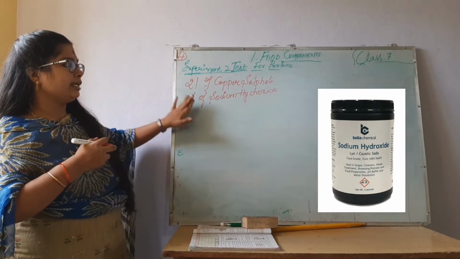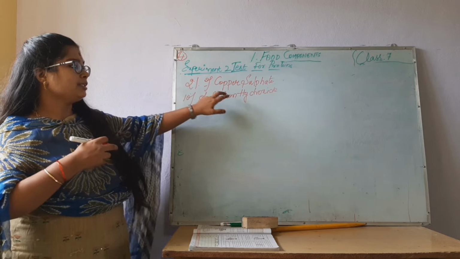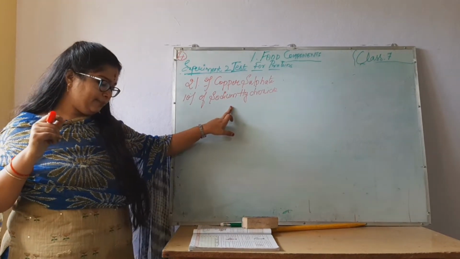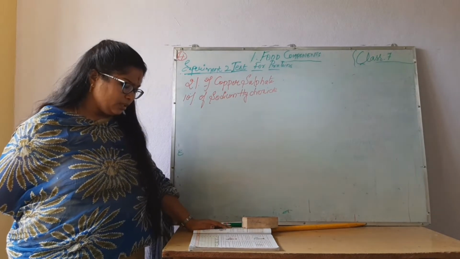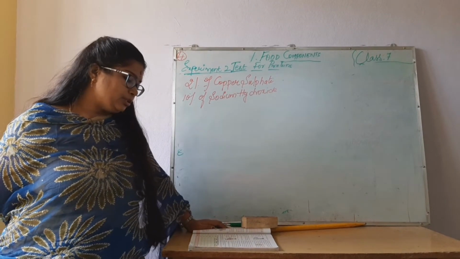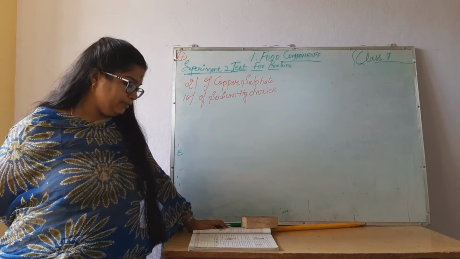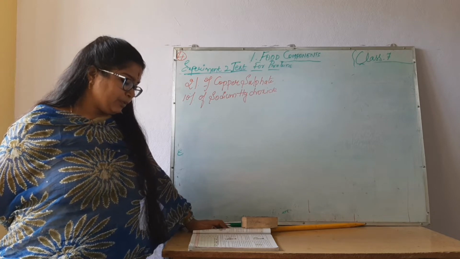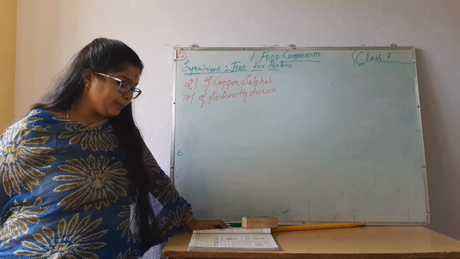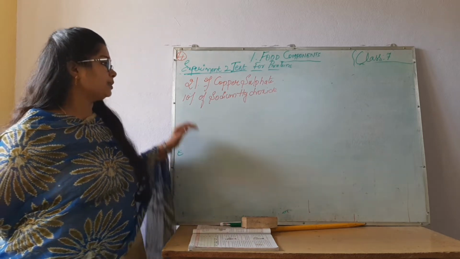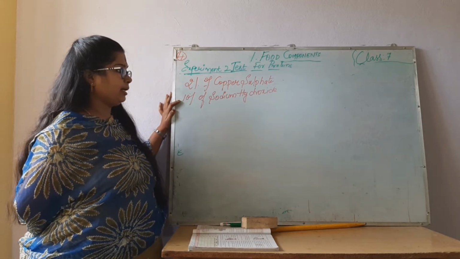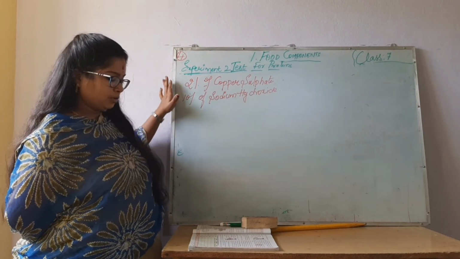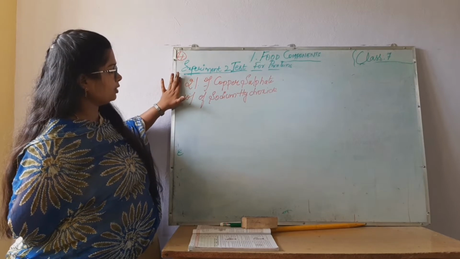See, the copper sulfate will be in the form of crystals, and sodium hydroxide also. I'll read out one. Preparation of 2% copper sulfate solution and 10% sodium hydroxide solution. You need to prepare these two first. These are not readily made. So to make these two, first, what do you want?